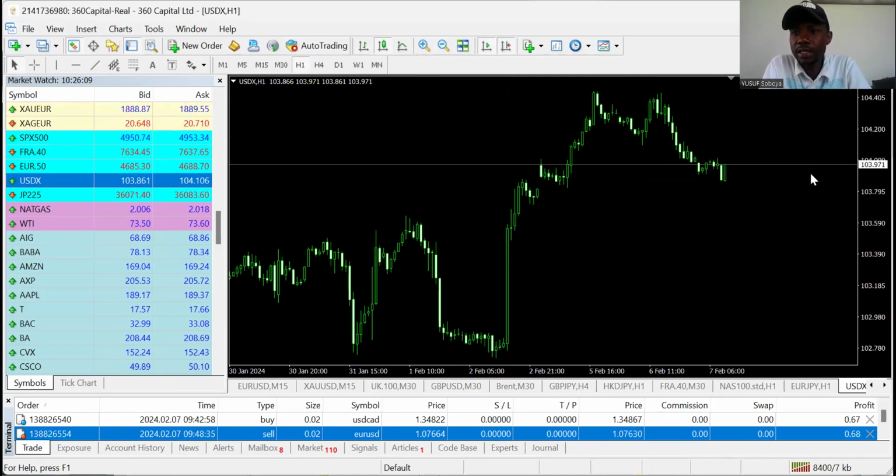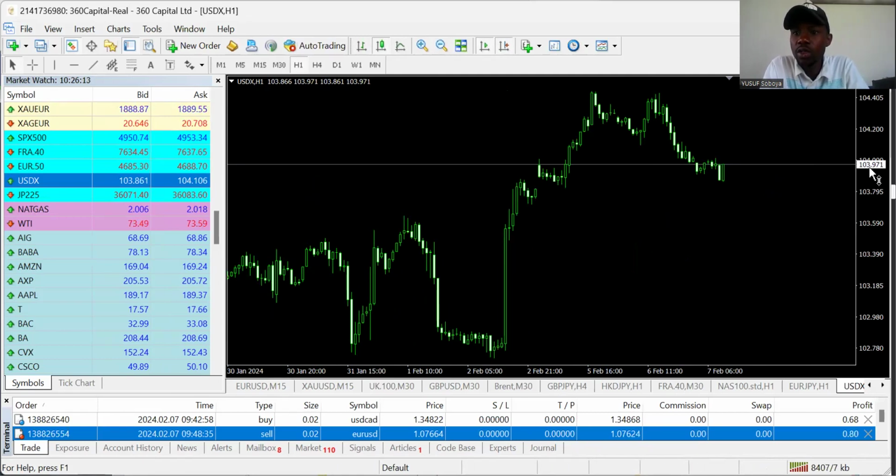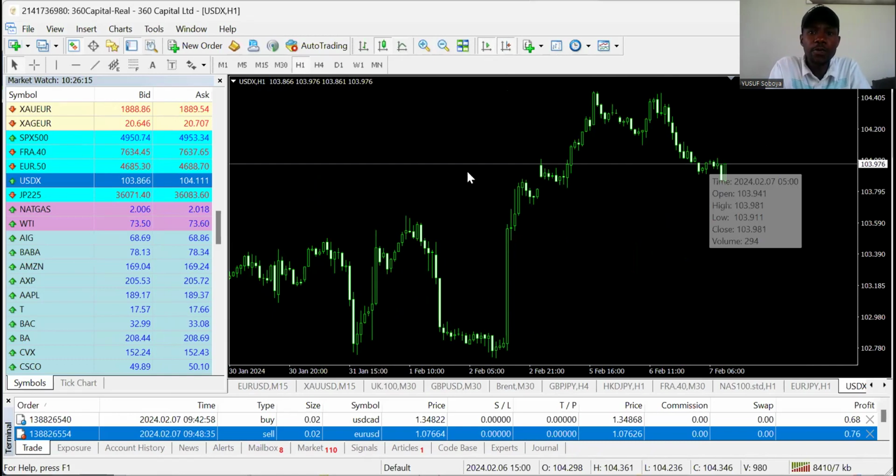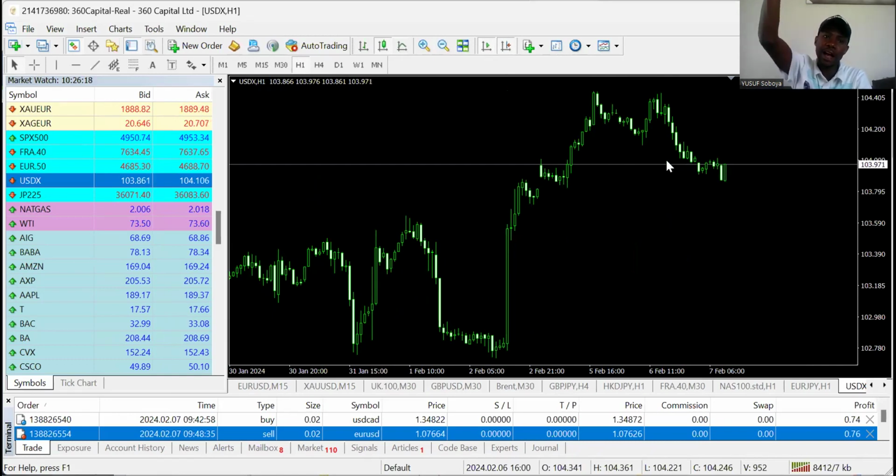Okay, where's the dollar index now? The dollar index, you can see it pushes the price. It's sitting at 103. So if the dollar index goes up, you must know that gold is dropping. So it works vice versa. The dollar index measures the strength of the United States dollar.